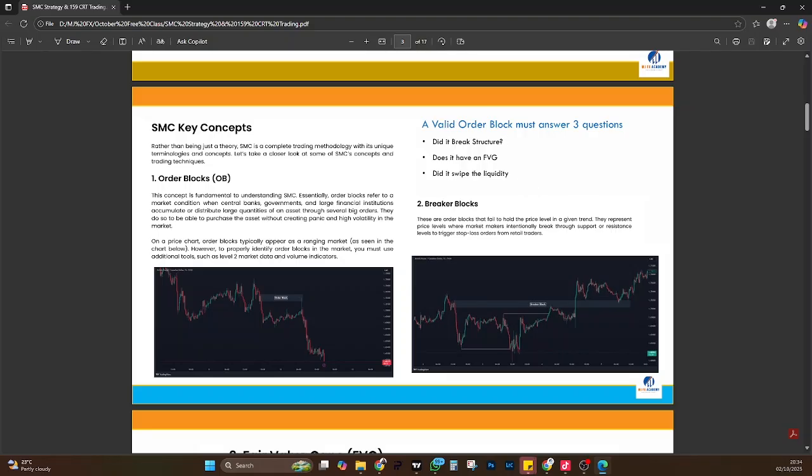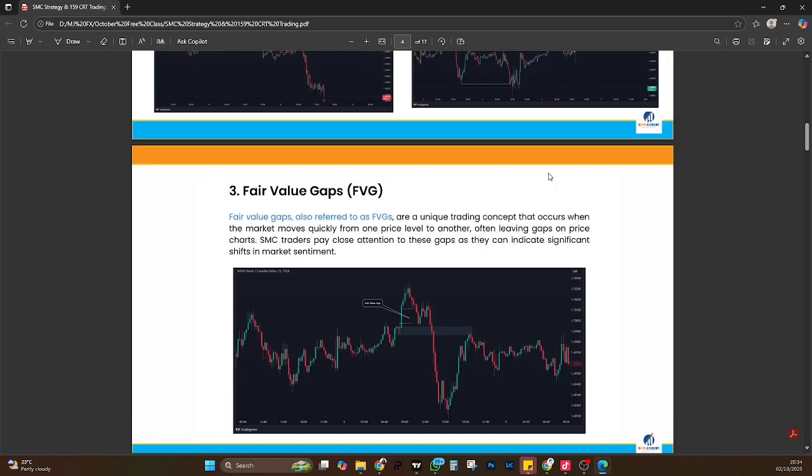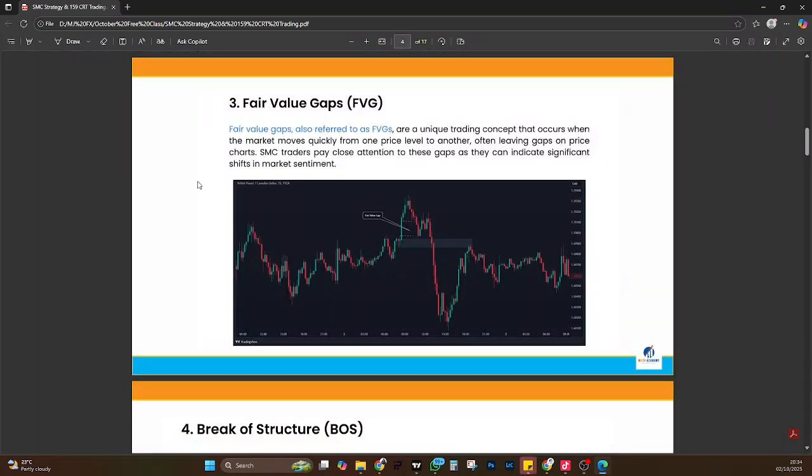Did it break structure? That is the first thing. Number two, does it have an FVG? Tick. Number three, did it swipe the liquidity? I repeat, the FVG. I think we need to go to the FVG before we come to the breaker block. So what is an FVG? Fair value gap is a unique trading concept that occurs when the market moves quickly from one price level to another, often leaving gaps on price charts.